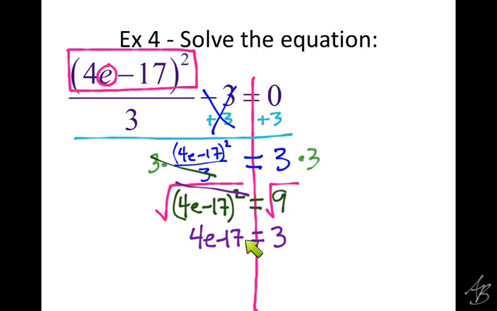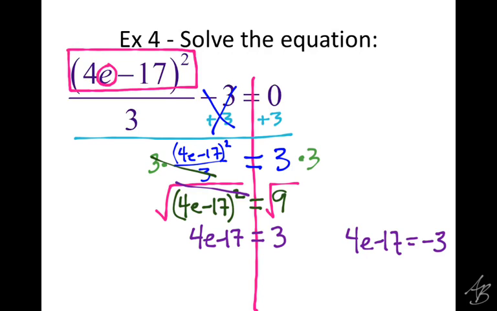So at this step, when we take the square root of both sides, we're going to get two equations. We're going to get this one, but then we're also going to have another one that says 4e minus 17 equals negative 3. So we're going to write two different equations at this point. One that has the positive square root, which is the positive 3. One that has the negative square root, which is the negative 3. What do we do next? Plus 17. Yeah, so let's finish this equation up, and then we'll go over to this one.